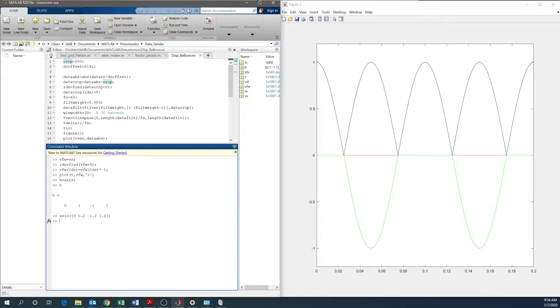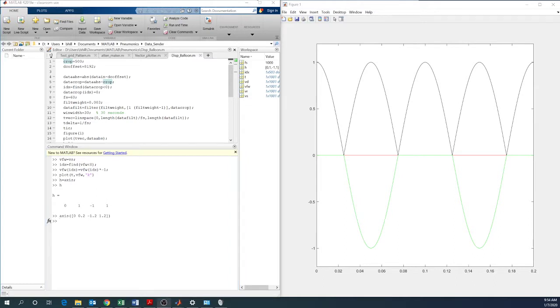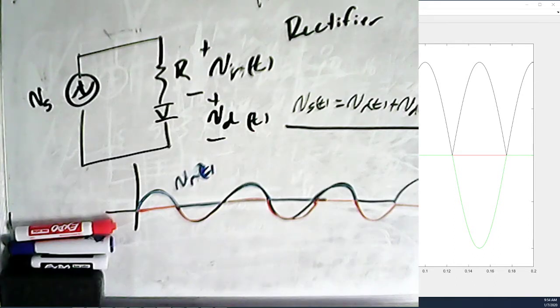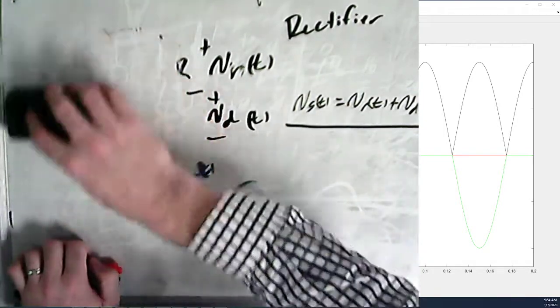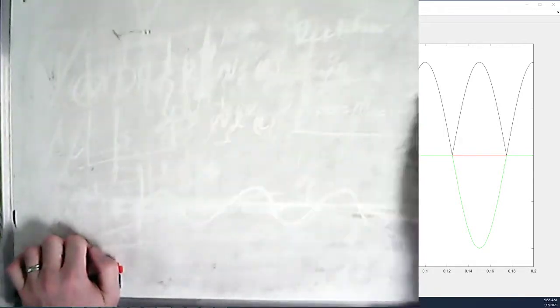Can we do that with diodes? Yes, but not just with one diode. That's kind of the problem. So let's go back and look at this on the whiteboard. So we know what that half wave rectifier does, and we're happy about that.